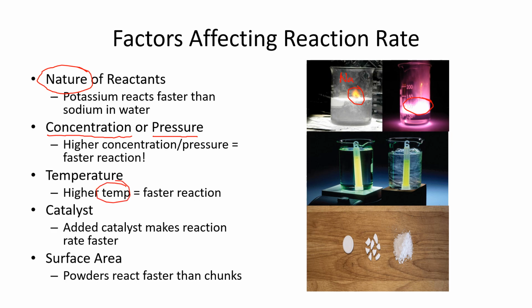Temperature. If you increase the temperature, you generally get a faster reaction. One you can try at home is to take two glow sticks, stick one of them in ice and the other one in hot water, and you can compare the glow that you get from both of them. Obviously the hotter one should be a lot brighter.